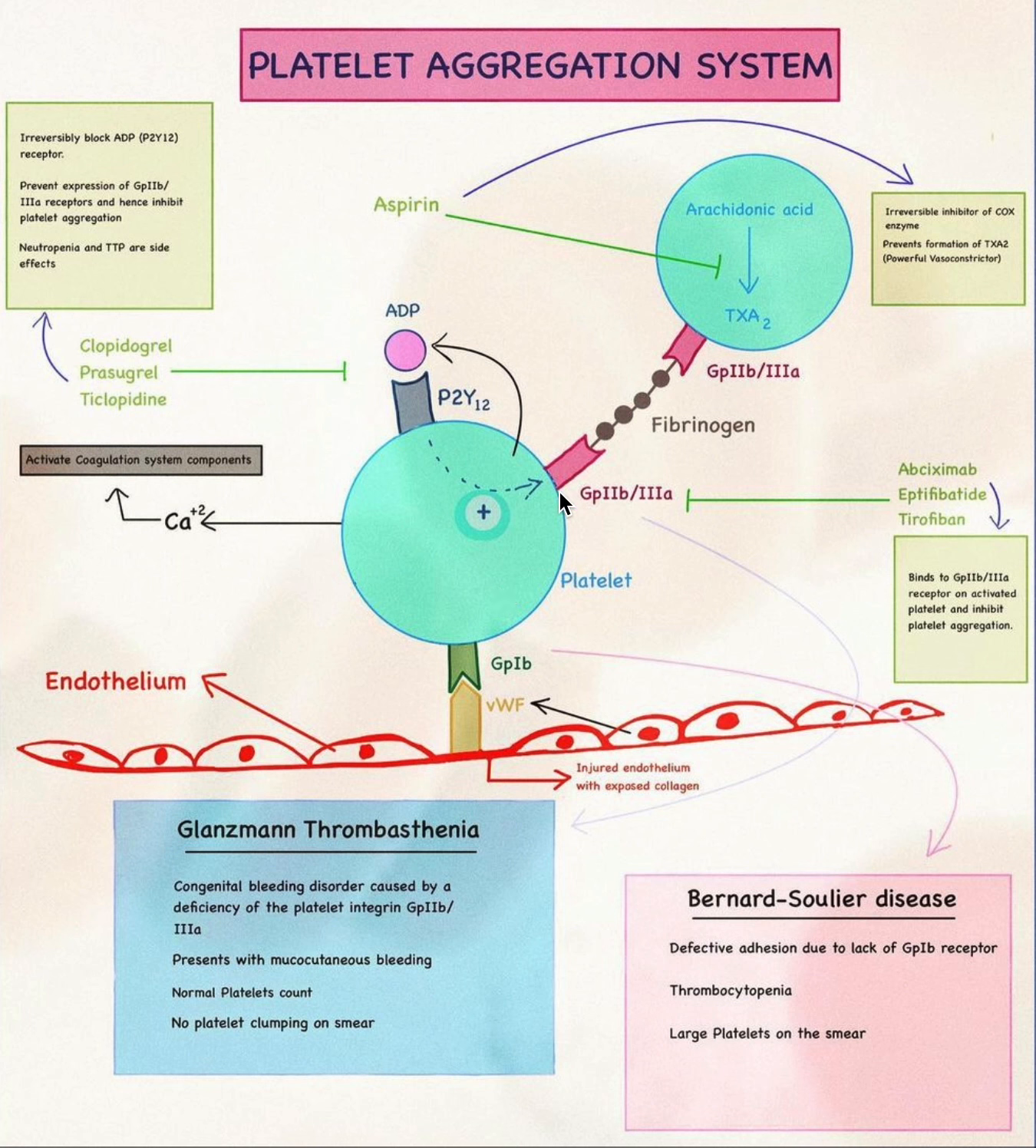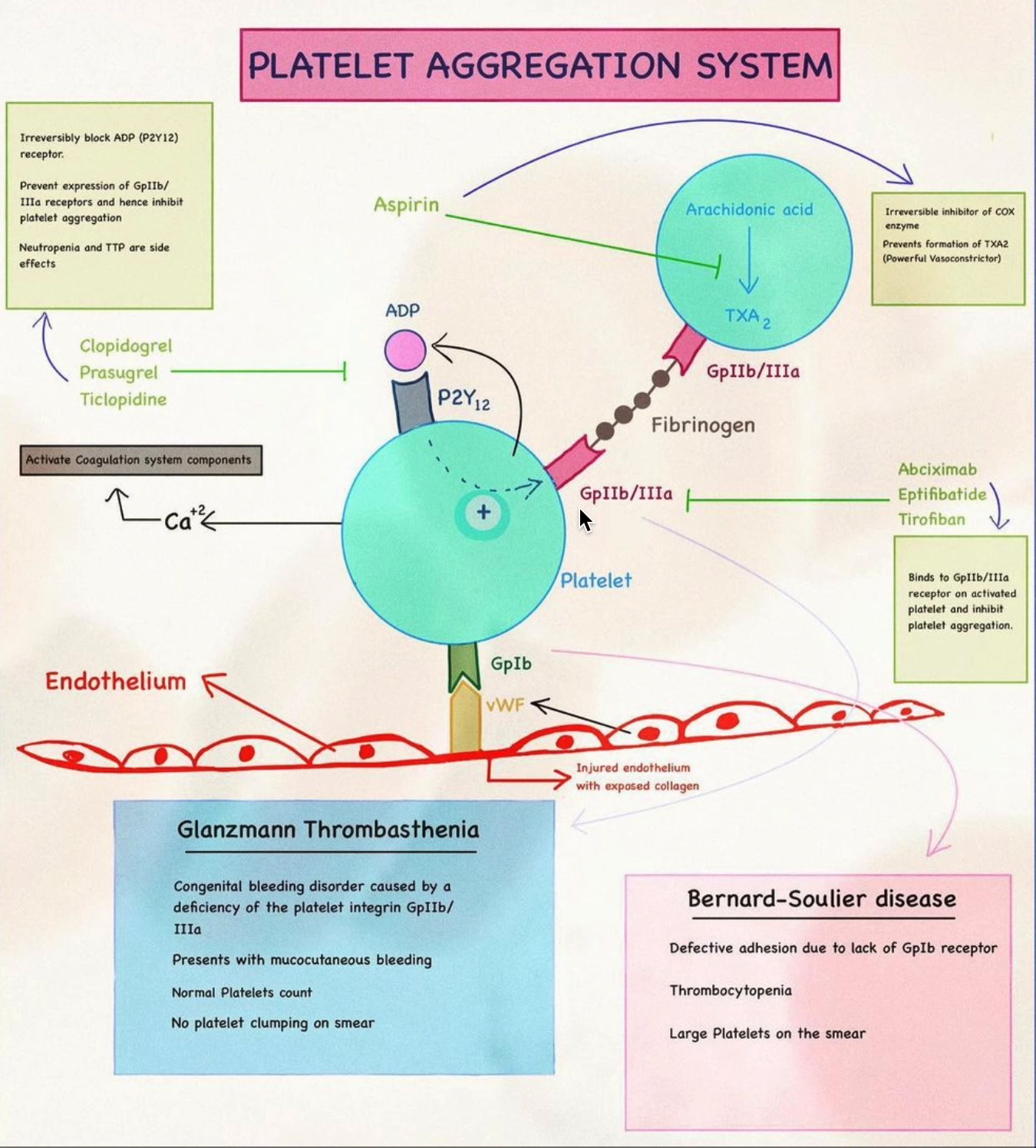Now there are various clinically important points related to this slide. The first point is that whenever glycoprotein 1b is deficient, the syndrome which usually results is known as Bernard-Soulier syndrome or Bernard-Soulier disease. In this disease, you do not have glycoprotein 1b on the platelet, and when we don't have glycoprotein 1b, the platelet cannot adhere to the endothelium via von Willebrand factor. This leads to functional thrombocytopenia, and on blood smear examination, you see large platelets.